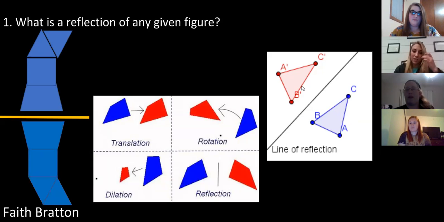As you can see, there's a translation, rotation, dilation, and reflection. Also, there's another image to your right, which is showing a line of reflection when it's just rotating over a line and it's the exact same figure.